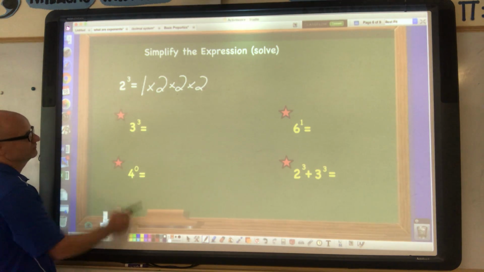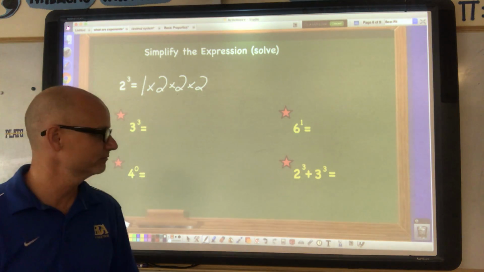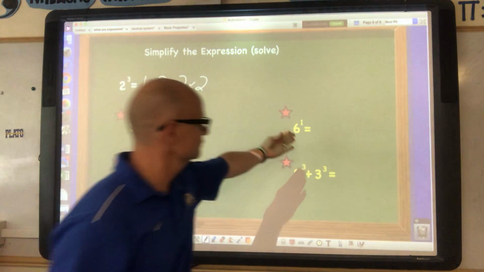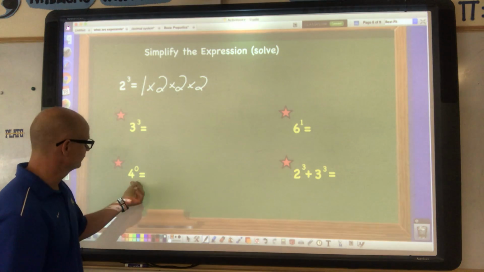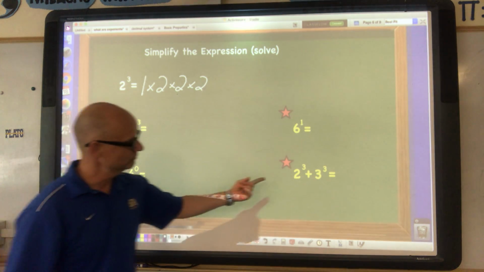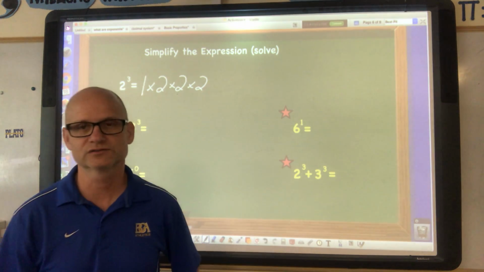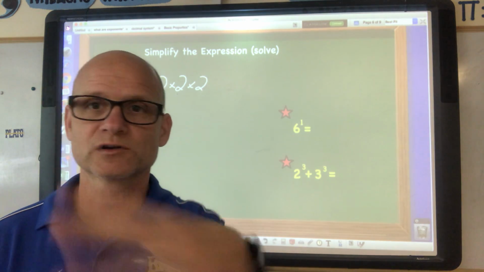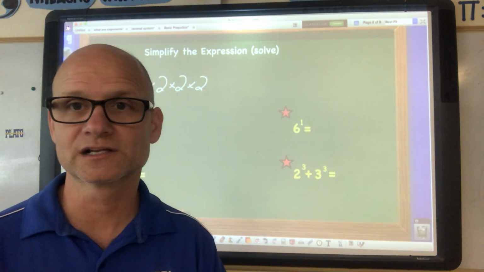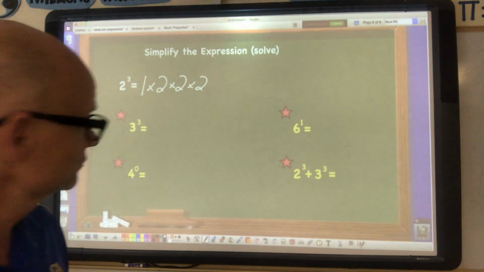So go ahead and solve these. What is 3 to the third power equal? What is 6 to the first power equal? What is 4 to the 0 power equal? Ooh, and what is this equal? 2 cubed plus 3 cubed. So press pause, work these out. I'm going to move on. Tomorrow during class, we'll go over those, see if you got those correctly.